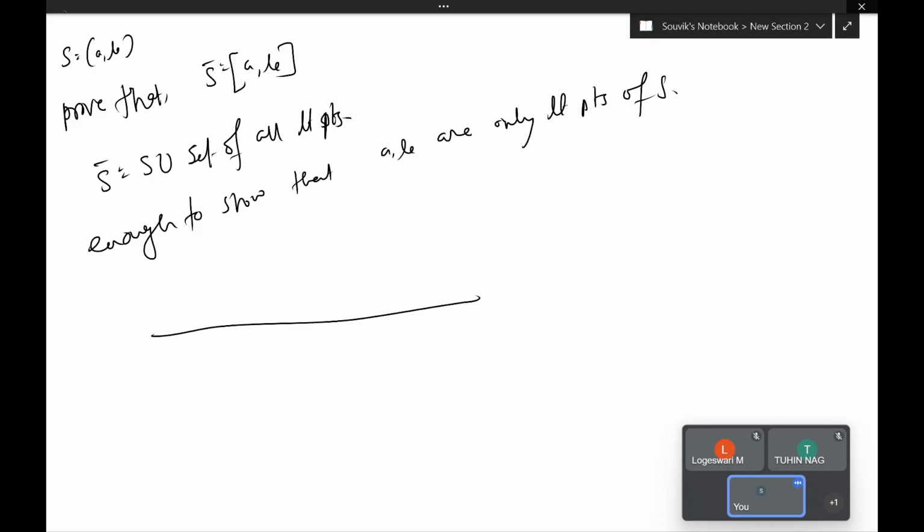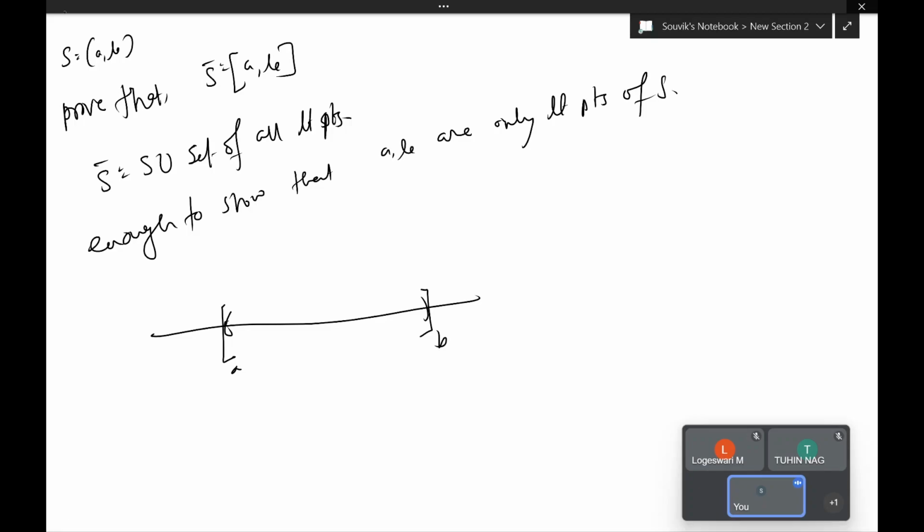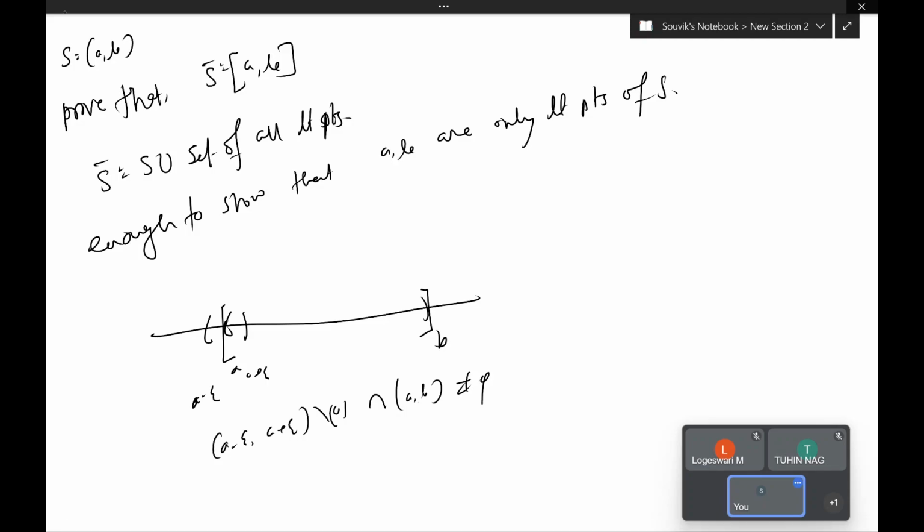So observe that. Now consider the number line. This is a, this is b. So a is a limit point. How? If we consider any open neighborhood around a, it will be like this. So obviously this open neighborhood minus a, intersected with the open interval (a, b), is non-empty. That's how a is a limit point. And for a similar reason, b is a limit point.